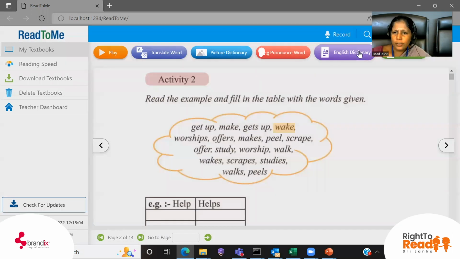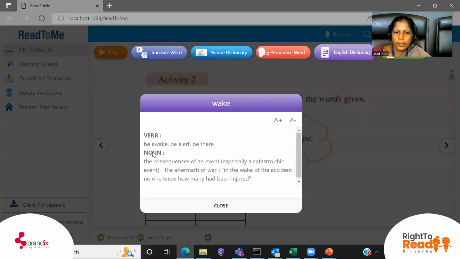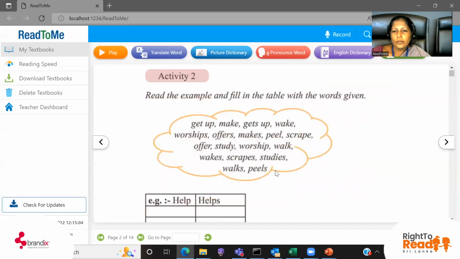Shall we look at it from the dictionary? Wake means be awake, right? Be alert, be there. For the noun, the consequences of an event, especially a catastrophic event, the aftermath or woe, in the wake of the accident. So, wake in the sense when you get up also, that is wake.